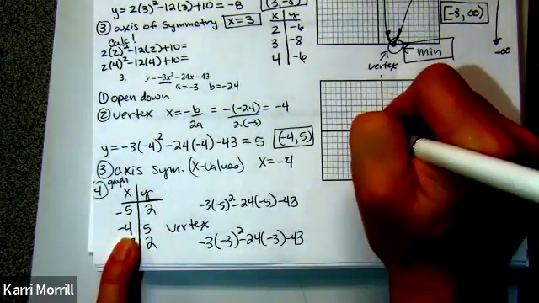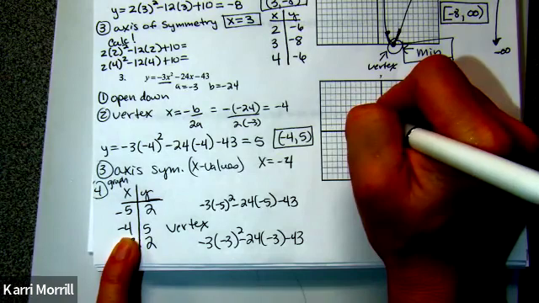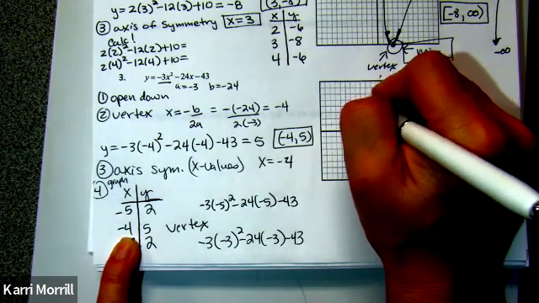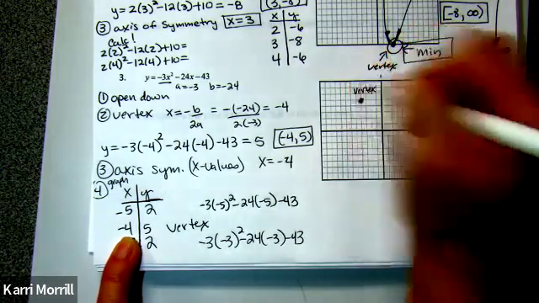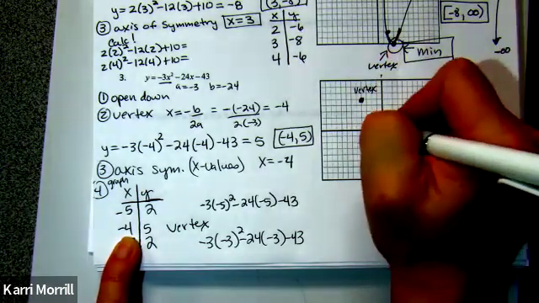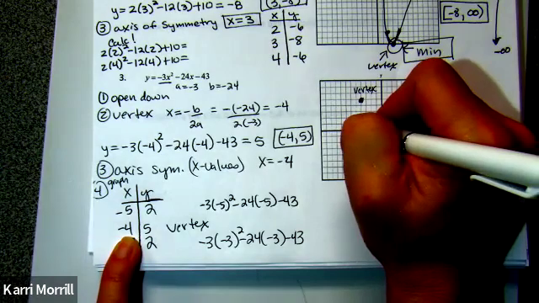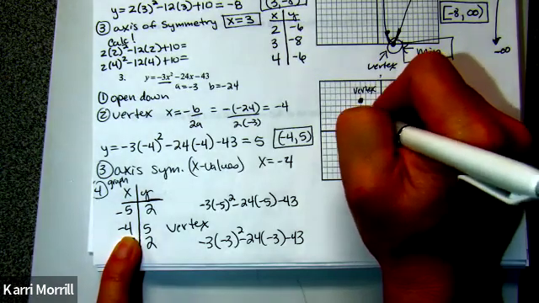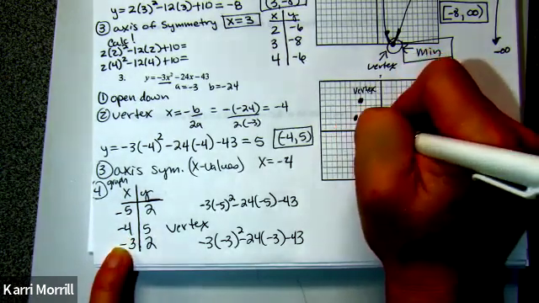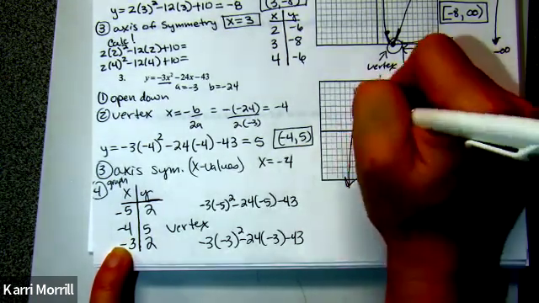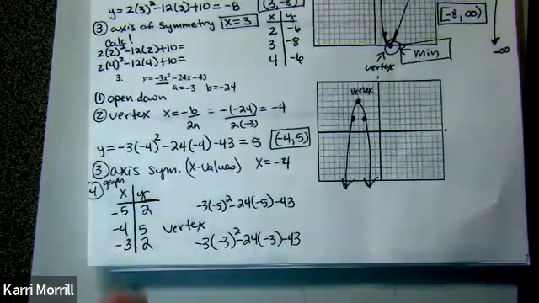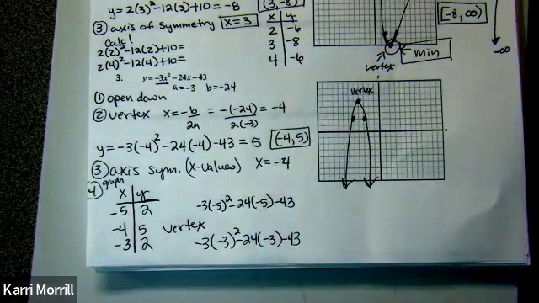-4, 1, 2, 3, 4, up 5: 1, 2, 3, 4, 5. So that's my vertex. But if I went to -5 up 2, or -3 up 2, that's here. And remember, it is opening down. It's pointing downward, so that's good. We've done well.